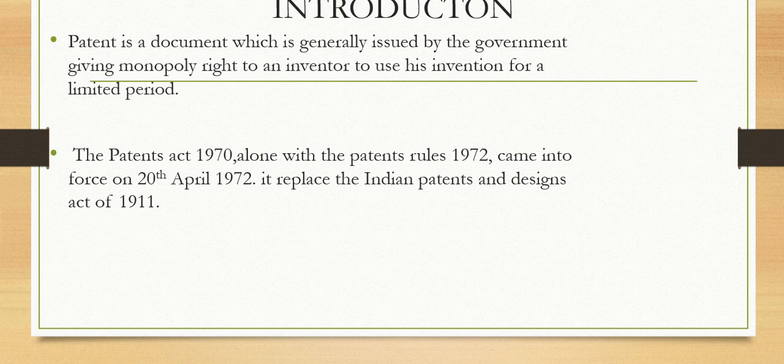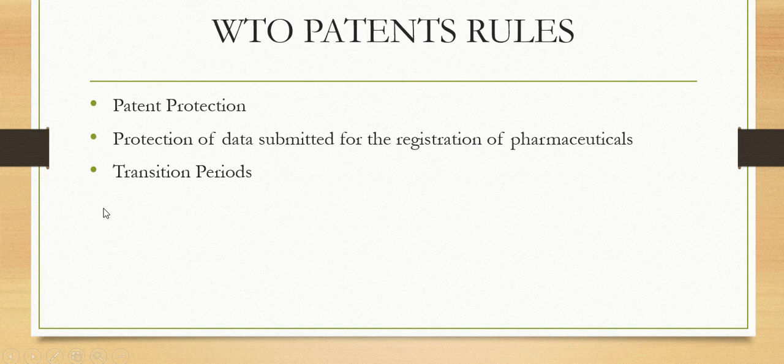Okay, so the person to whom a patent is granted is called a patentee. It gives the patentee an exclusive right to use, manufacture and sell his invention for a limited period of time. So the Patent Act 1970 along with the Patent Rules 1972 came into force on 20th April 1972. So it basically replaced the Indian Patents and Designs Act 1911.